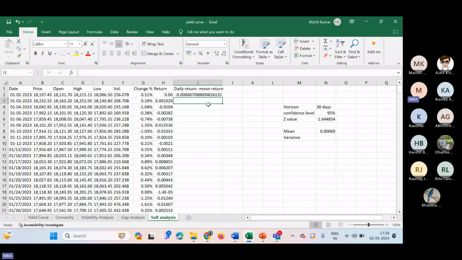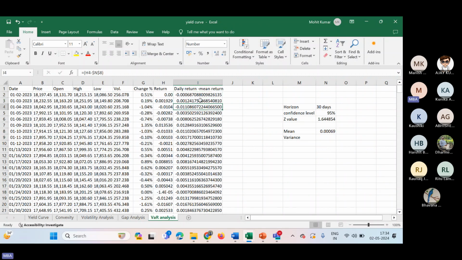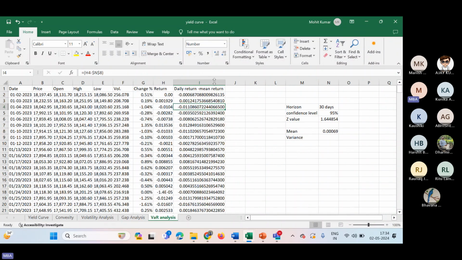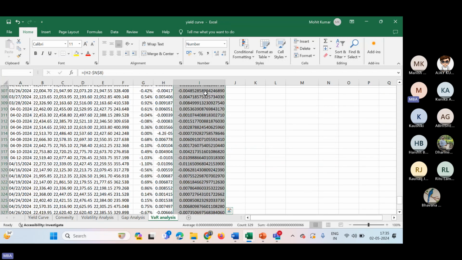And the same thing you will apply for the others. But before that, you want to keep the mean fixed. So do one thing. You put this dollar sign here, you put this dollar sign here, and then do it. And what will happen? The mean will be constant across the series. And daily observation minus this, you will calculate. Okay. We can do one more thing. We can reduce some decimal points to make the calculation easy.